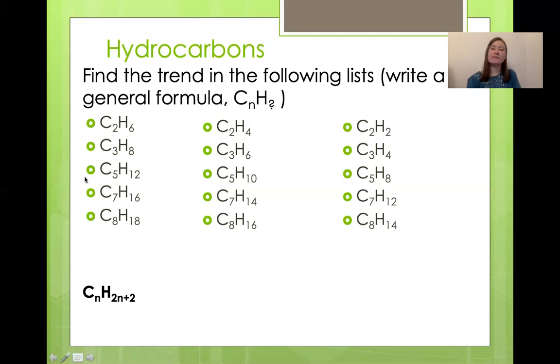And if we look at this list, everything in this list follows that. So C2H, then this would be 2 times 2, which is 4, plus 2, which is 6. So C2H6. C3, that means N is 3 for the second one. H would be 2 times 3 plus 2, so that's 6 plus 2, that's 8. So C3H8. For the last one, N is 8. H would be 2 times 8, so that's 16 plus 2 is 18. So C8H18. Take a minute and see if you can write a formula for the other 2 lists.